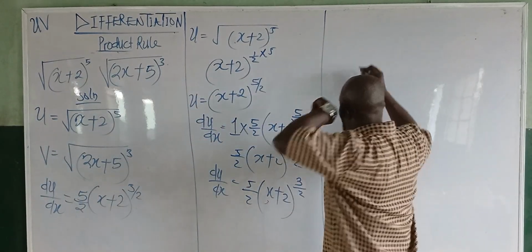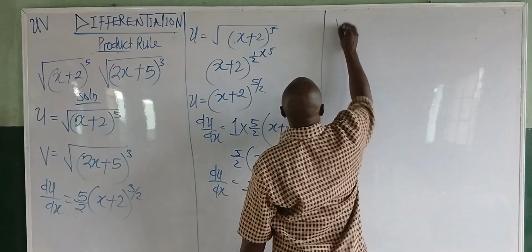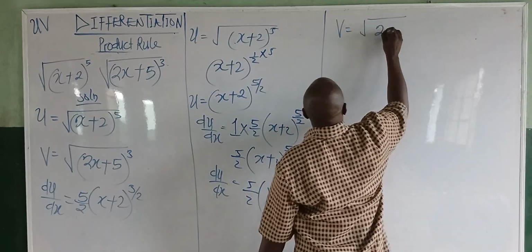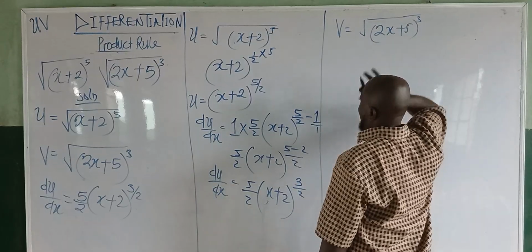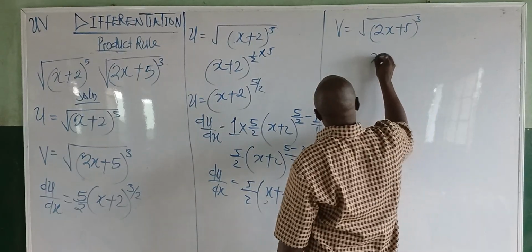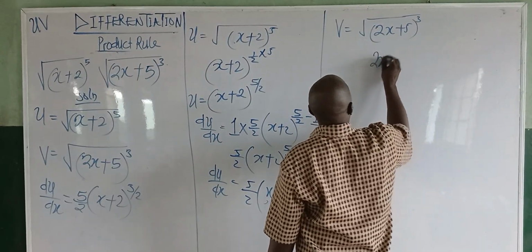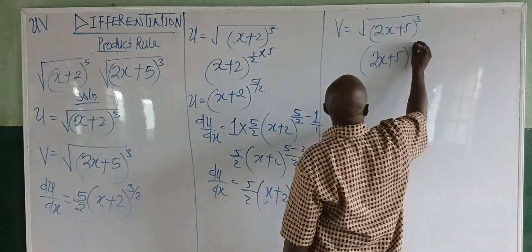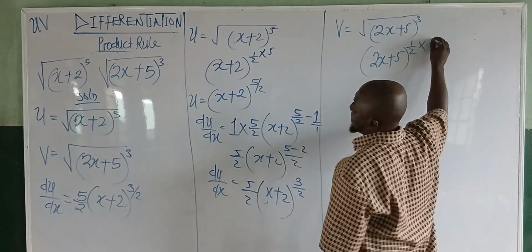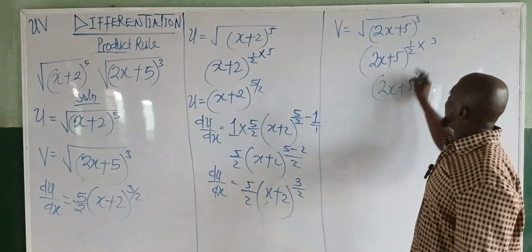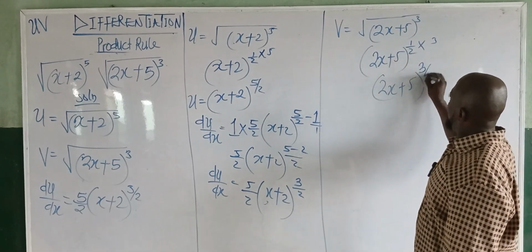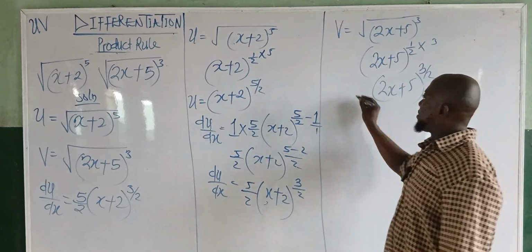Next, let's go to v. We know that our v from the beginning is this value. I'm having here to be (2x + 5) all raised to the power of 3. Remove the root. If I do that, I'm having 2x + 5 here will give me 1/2 first, then times 3. So 2x plus 5 here, everything will give us 3/2. So this becomes my new v.